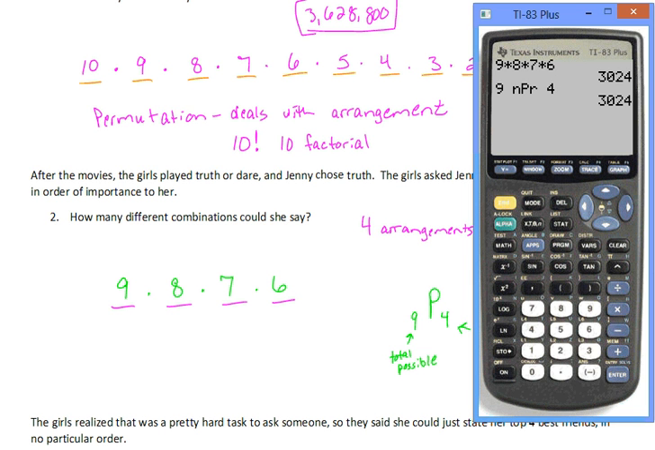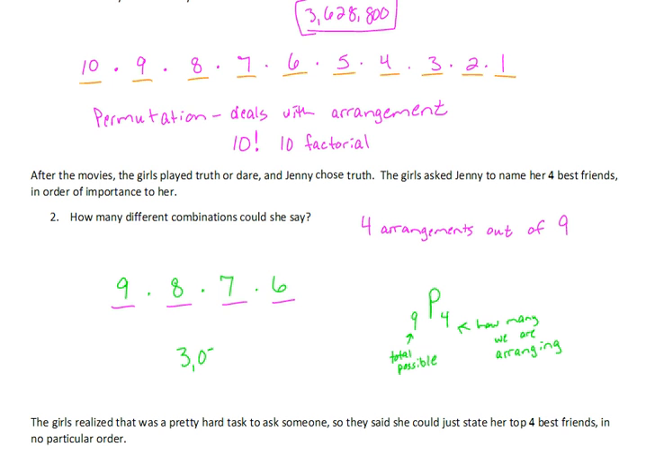3024. Okay, so that P deals with permutations. N is how many we are choosing out of. 4 are the ones that we are going to arrange. So how many combinations could she say? 3024. Talk about some good teenage drama there.